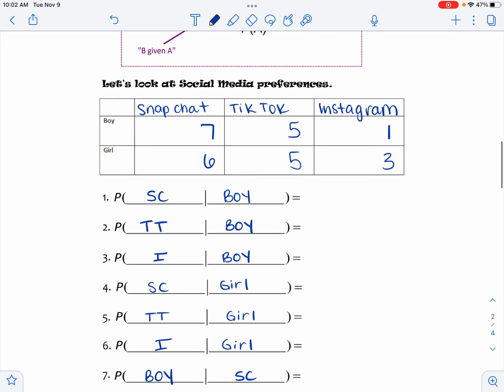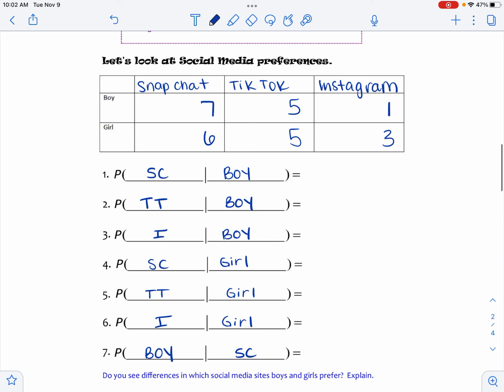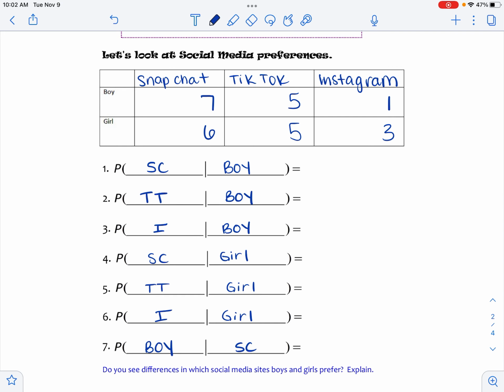So another example here is to look at social media preference. And I'm just going to do a few of these in the video, but the answer key will be posted for you. So for example, what is the probability that somebody prefers Snapchat given they are a boy. So the way that we read this, the line in between stands for given. And whatever comes second, that is our condition. That's the group that we focus on. So I want to know the probability people prefer Snapchat given that they're a boy. So only looking at the boys, how many prefer Snapchat?